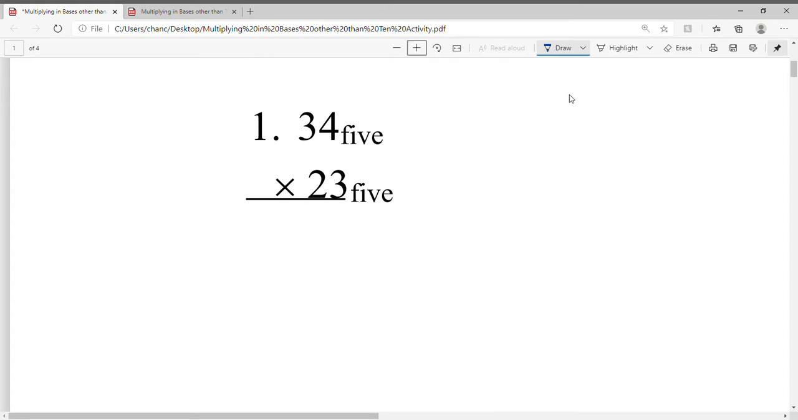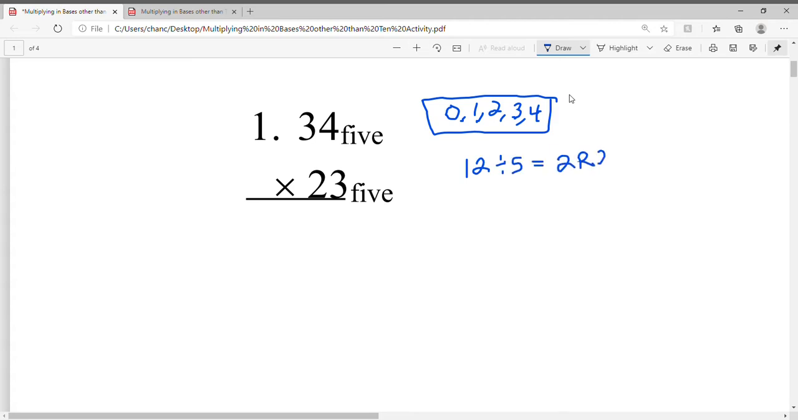Let's try example 1. Now look, this is base 5. The only symbols are 0, 1, 2, 3, 4. That's the only symbols we're allowed to use. Anything larger than that, we'll have to convert it to base 5. So let's multiply. 3 times 4 is 12. We cannot have 12 in base 5. 12, when I divide it by 5, is equivalent to 2 remainder 2. So 12 is 2, and then we'll carry that 2 over.